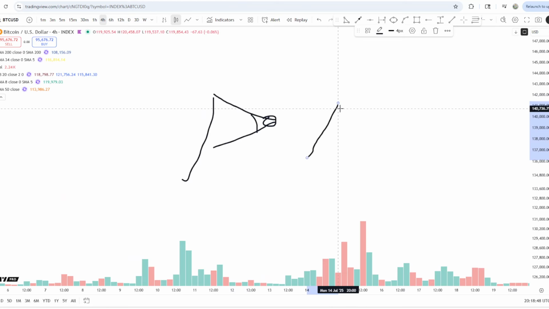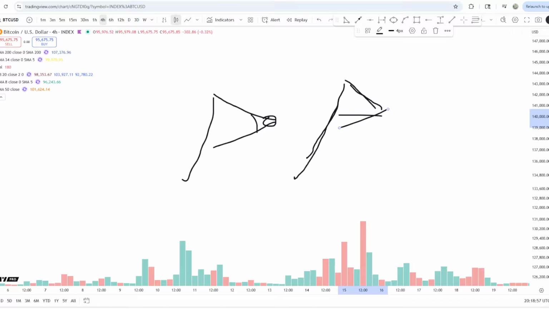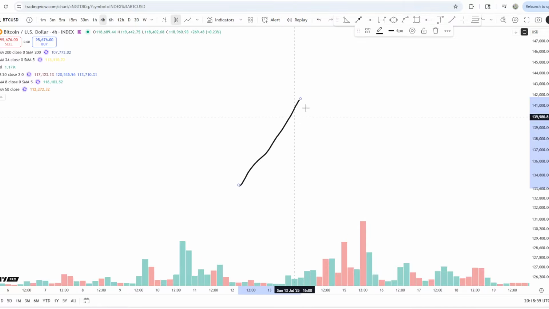Now, you see things that are similar, like, for example, a bull pennant can look similar because you have converging lines, but it's not exactly a symmetrical triangle, right? And the name isn't necessarily that important. It's just consolidation after an advance, right?